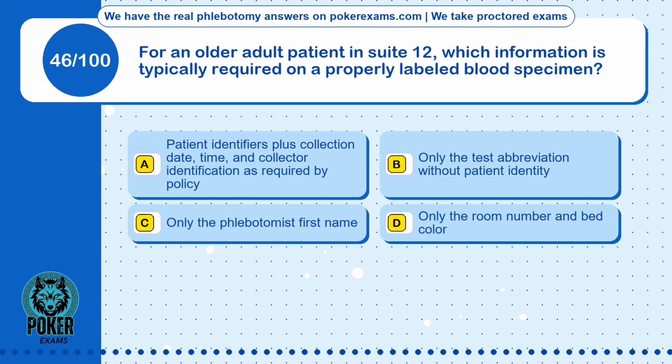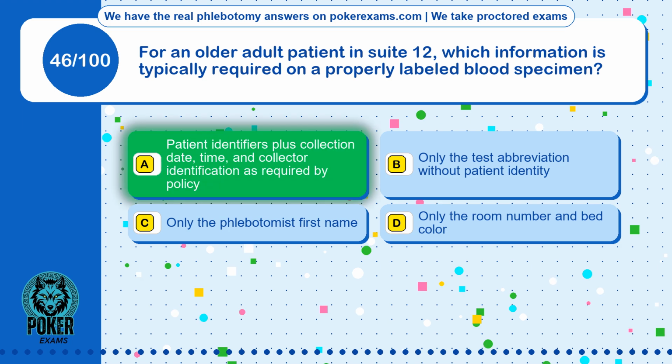Question 46. For an older adult patient in Suite 12, which information is typically required on a properly labeled blood specimen? Option A. Patient identifiers plus collection date, time, and collector identification as required by policy. Option B. Only the test abbreviation without patient identity. Option C. Only the phlebotomist first name. Option D. Only the room number and bed color.